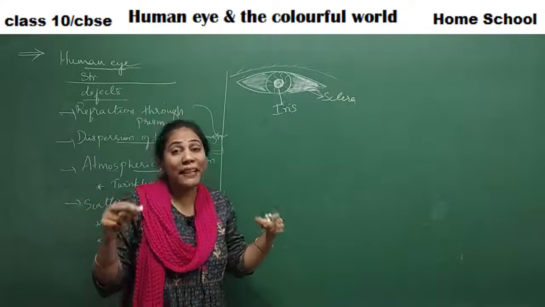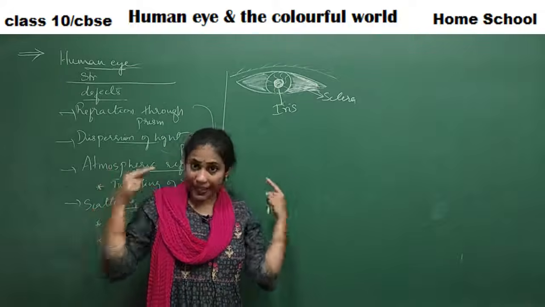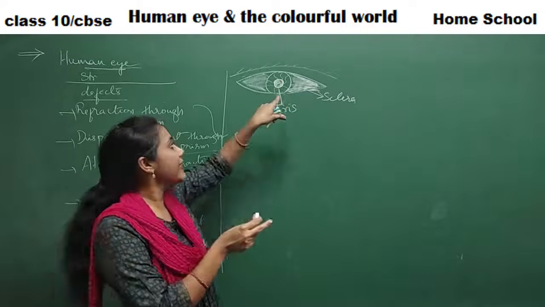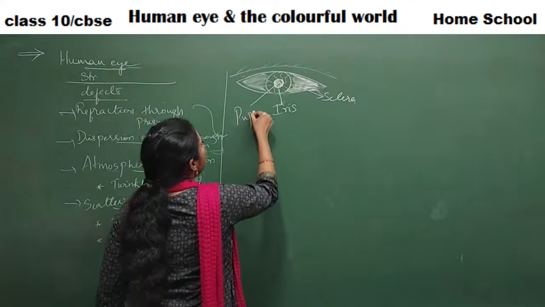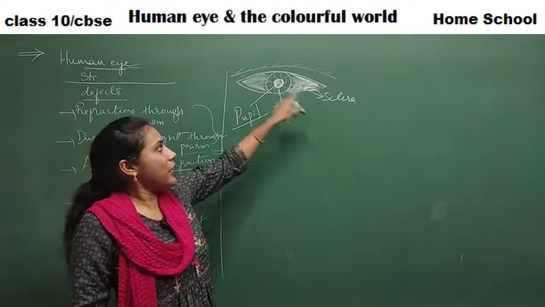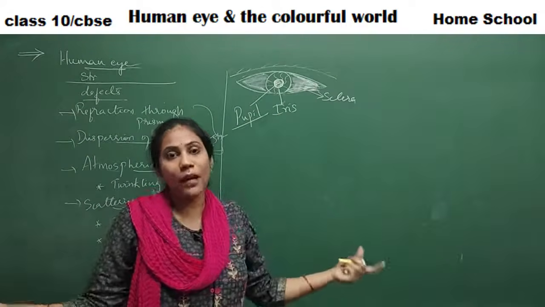Through this particular area, the light rays will pass inside the eye. What I told you, images are going to be formed in the eye, right? Light rays have to go inside. So, through which part are the light rays going inside? It is going through the pupil. This is called pupil. Clear? So, this is the basic structure of the eye that you can look at from outside.